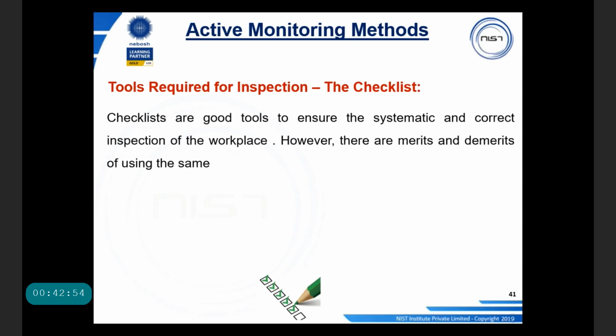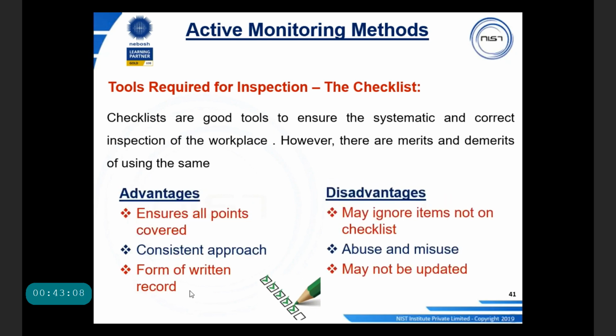Checklists have some advantages and some disadvantages also. So we will see what they are. This slide says checklists are good tools to ensure the systematic and correct inspection of the workplace takes place. However, there are some merits and demerits. All right. Some advantages and disadvantages. Advantage: it ensures that all the points that need to be inspected are covered. You don't forget something. There are different inspectors doing the inspection. When they use the checklist, then there is a consistent method that can be brought about. It is also a form of written record. Once the checklist is used, it becomes an instant record, evidence that inspection has been carried out.